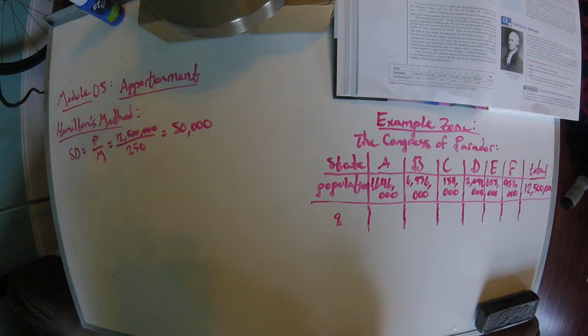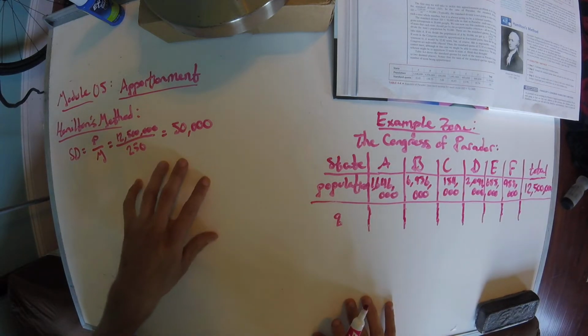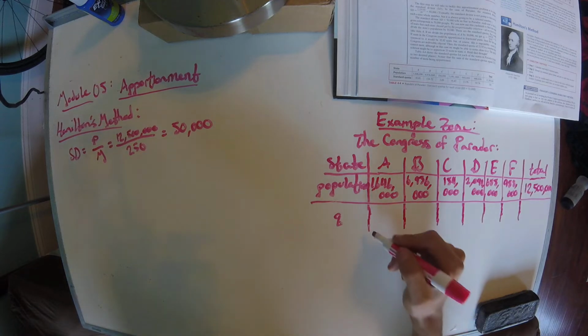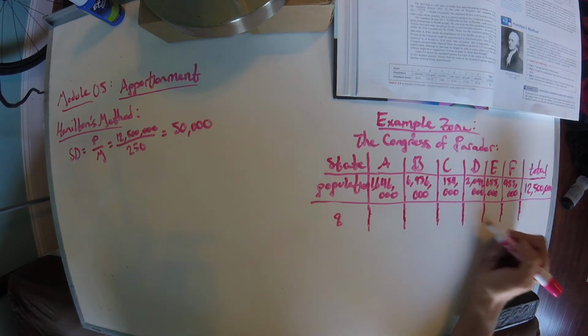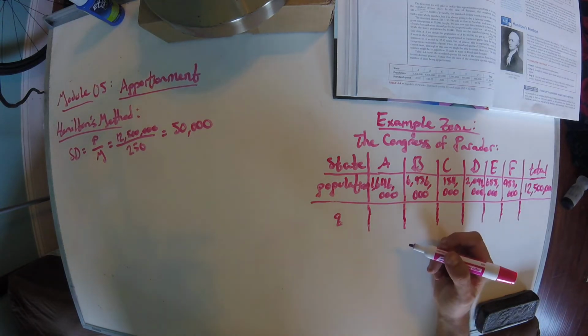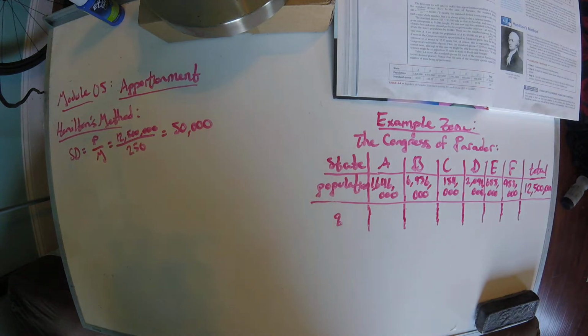Wow, convenient. This will never happen in real life. You'll never get a whole number with this many zeros. Basically impossible. But things are convenient in textbook land. So we're going to use this.